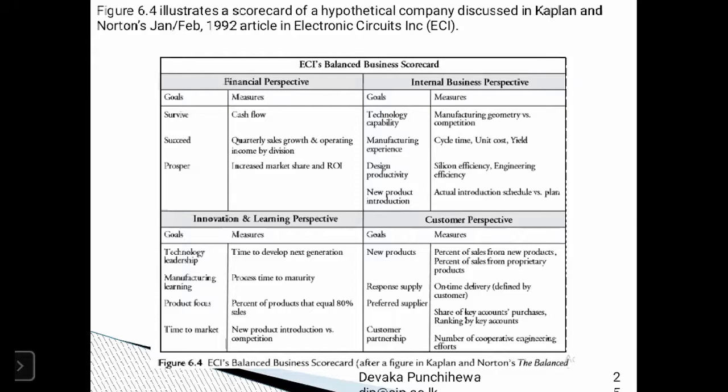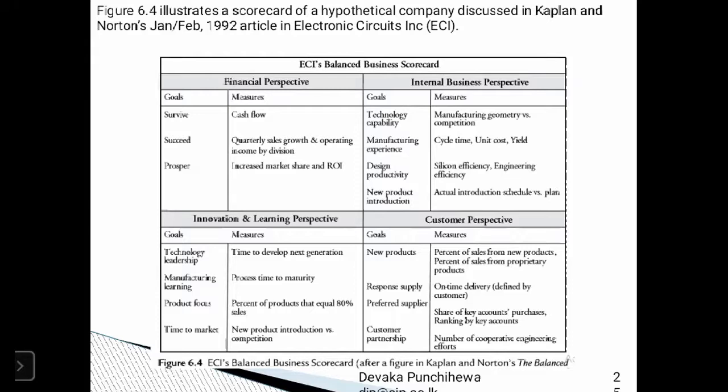When it comes to the internal business perspective, what are the goals? Technology capability. That is the goal. How can they measure it? Manufacturing geometry versus competition. The second goal is manufacturing excellence. How can they measure it? Cycle time, unit cost, yield.